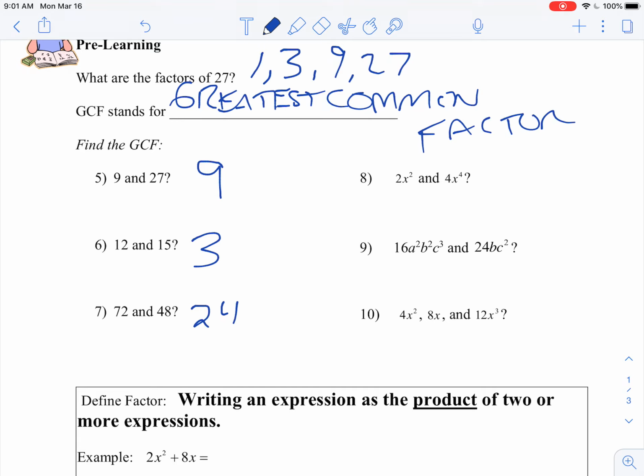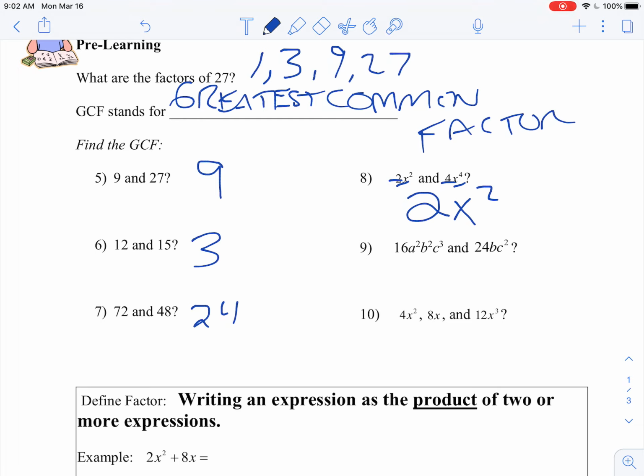On number 8, we have some variables. So you look at the two numbers. You got 2 and 4, and the biggest number that goes into 2 and 4 is 2. And if you have variables like this, what you're asking yourself is, how many x's can I take from both? The first one has 2 x's, and the second one has 4 x's. So you can take up to 2 from both. You can't take 3 from the first one because it doesn't have 3. From the second one, you could take 1, 2, 3, or 4, and so the common factor would be 2 x's for both. If they both have an x, it's the lower of the two numbers.